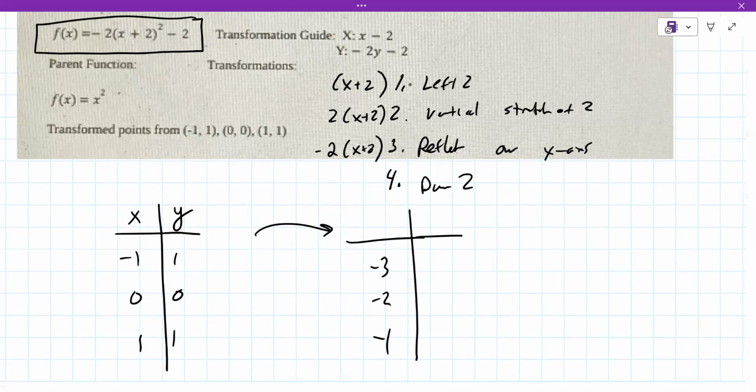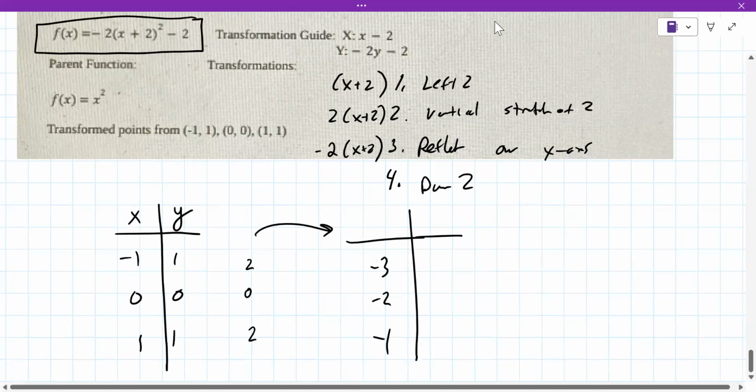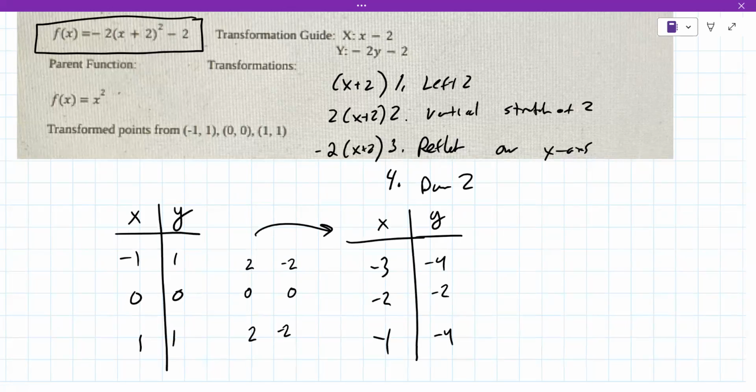If you need to, you can do intermediate ones, but then you negate each of them. Oh, no, that's number 3, to negate when it reflects over the x-axis. My bad. Yeah, -2, 0, -2. And then down 2 is where you subtract 2. -4, -2, -4. There you have it. That's it. Yeah, that one's not too hard. I remember that stuff pretty well, thankfully.